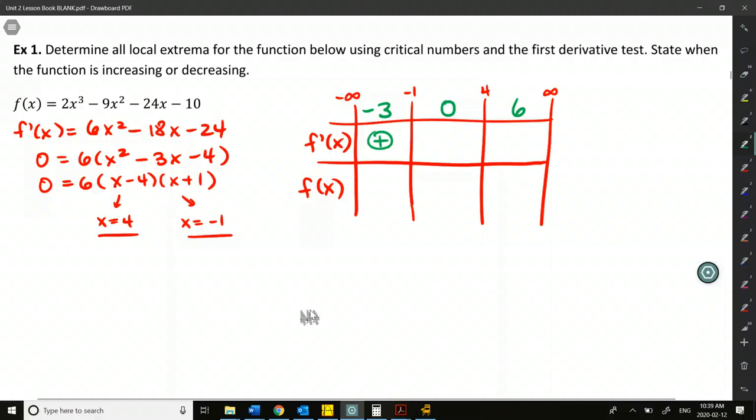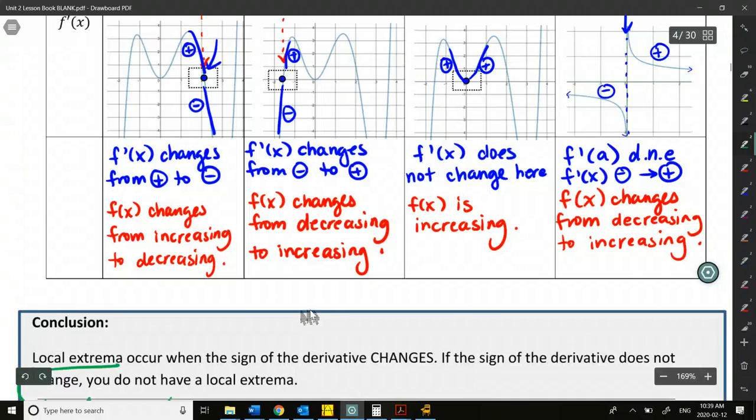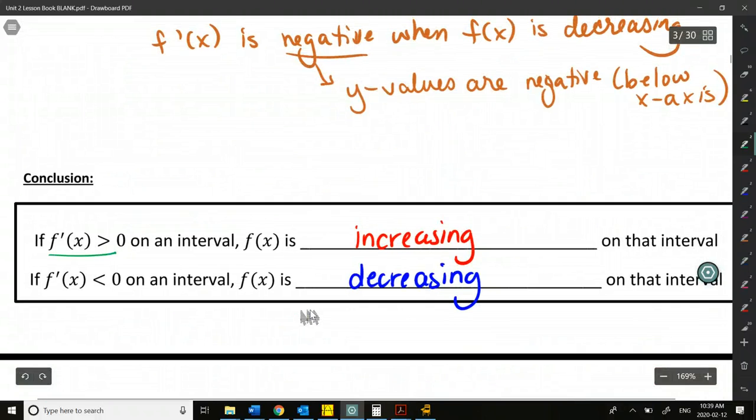Okay, and that means that the function f at x is increasing. So it's moving up toward the right. Okay, when the first derivative is positive, remember we made this conclusion above, when the first derivative is positive, that means f at x is increasing.